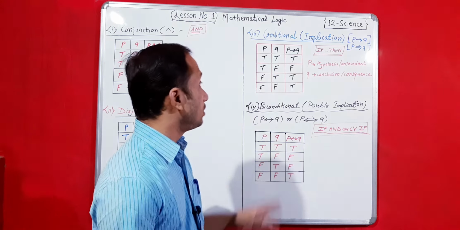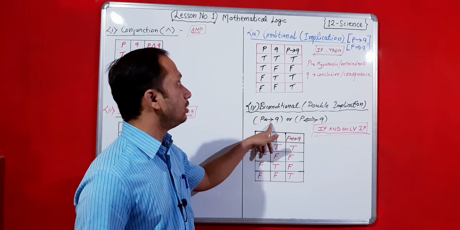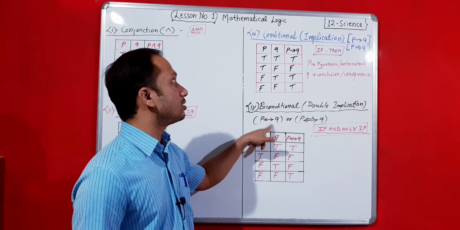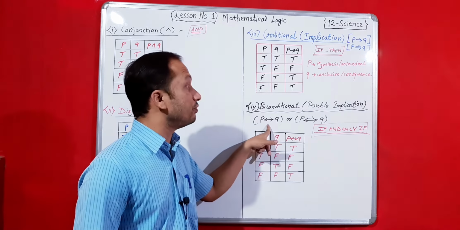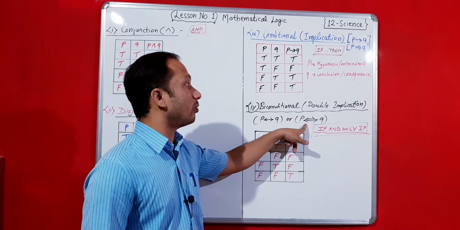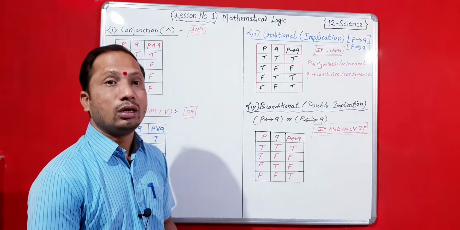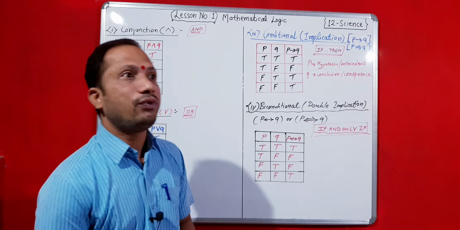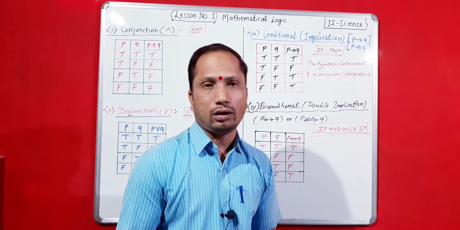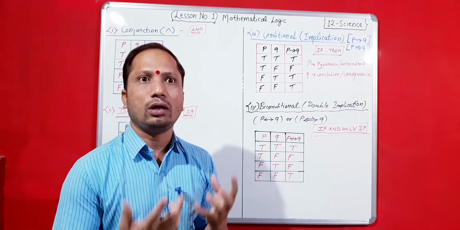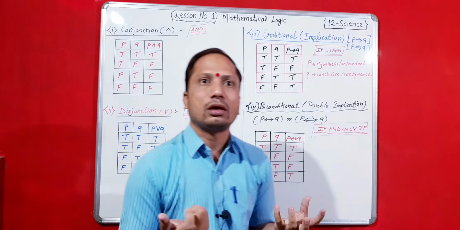But see, the biconditional, or double implication, means double. Here both side arrows are there, whereas this is a single one-directional arrow; in this case we use a double-directional arrow. This type of symbol is known as double implication: p if and only if q. If p is there, then only q is there. Statements like this.